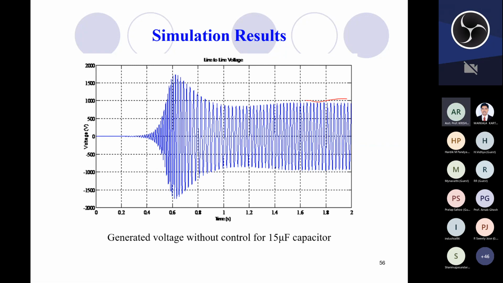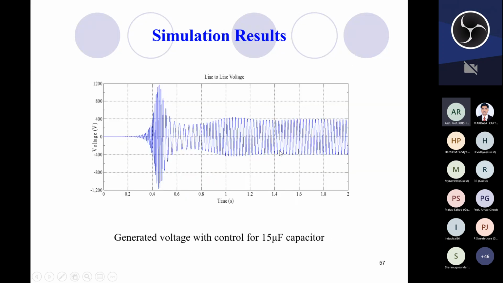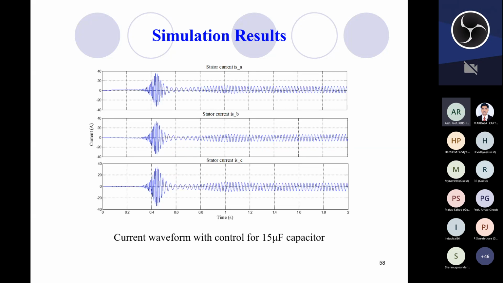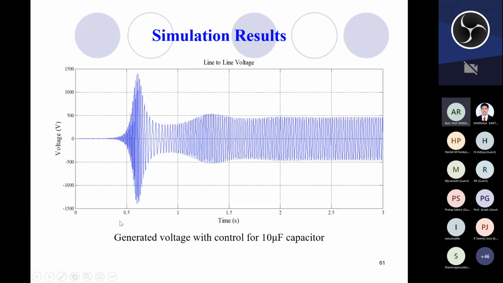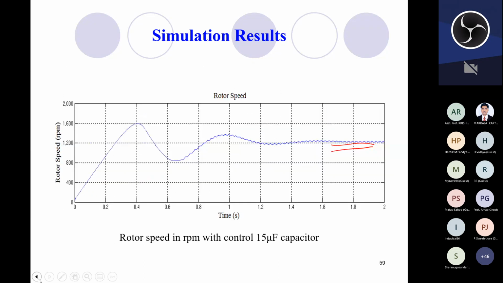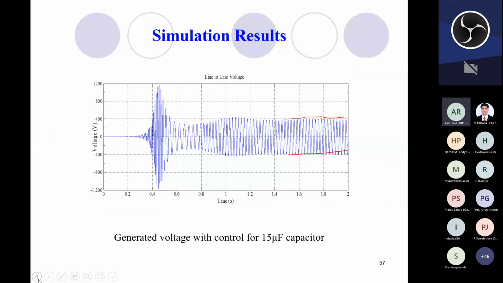Here no control is used, only the voltage build-up procedure is initiated. Now with the controller, the voltage is 400 volt, which was the rating of the machine, and this is the current waveform, and this is the rotor speed. You can see at 1200 rpm with 15 microfarad capacitor the voltage can be stabilized at 400 volt.